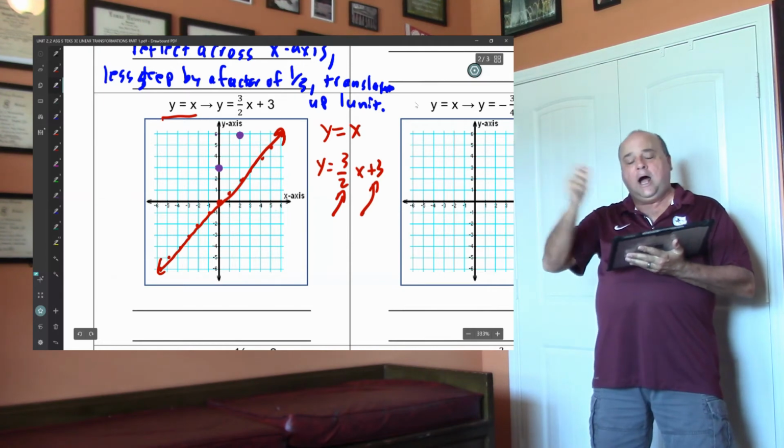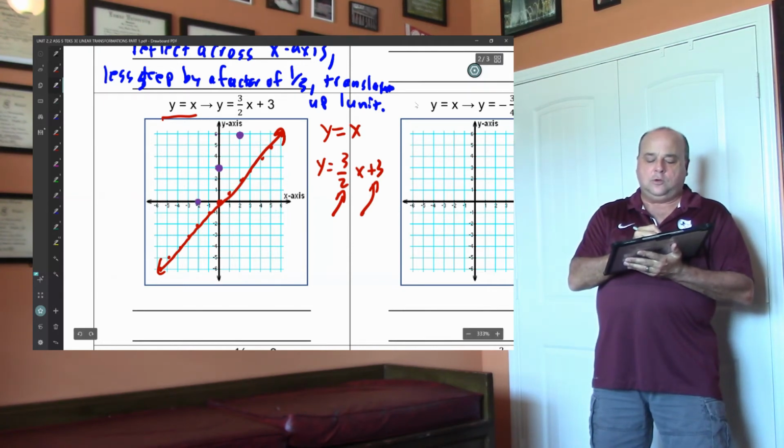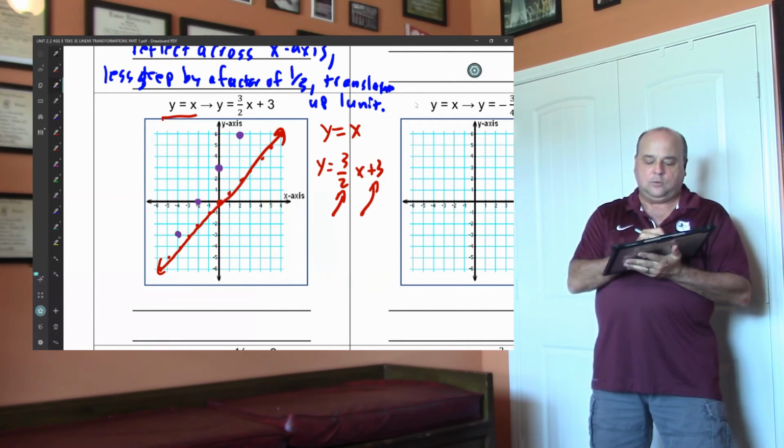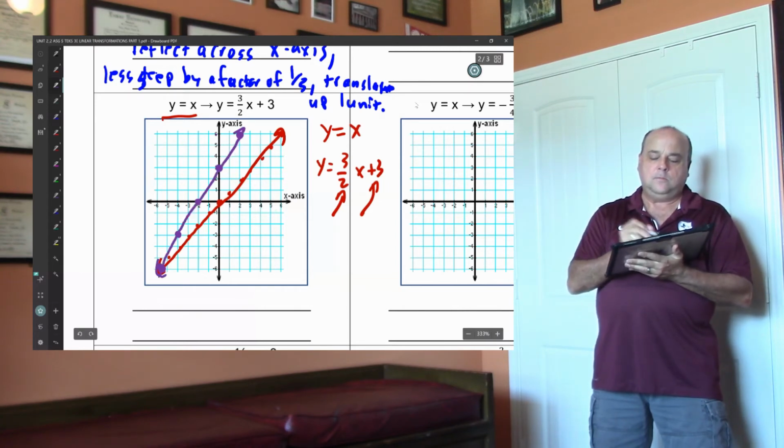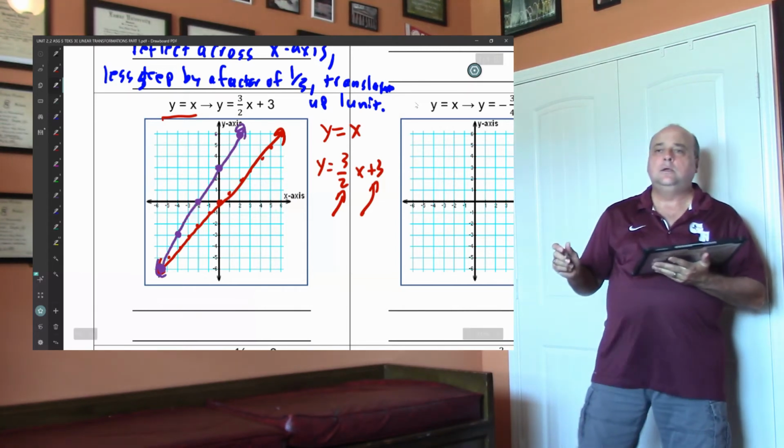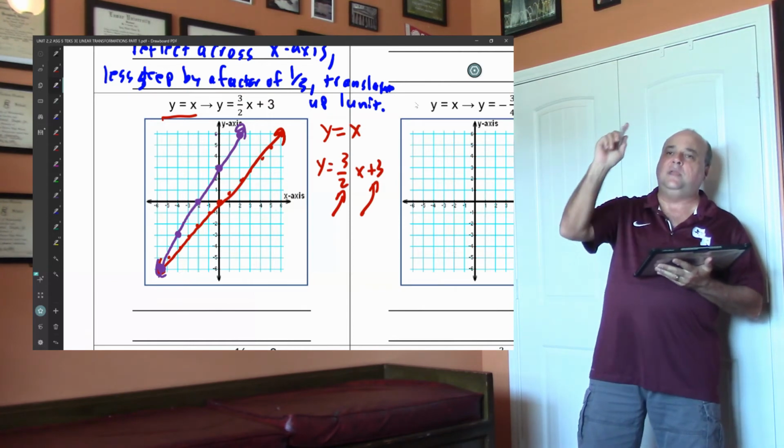And then we're going to go opposite. We're going to go down 3, left 2, down 3, left 2, right here. So we have this line, don't we? Everyone see what I just did? So you graph the starting number and then you do the slope.